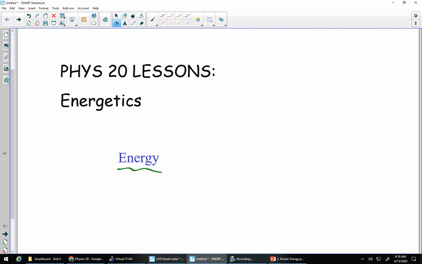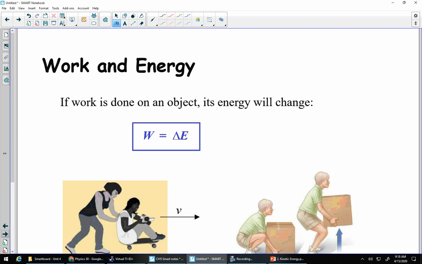We're talking about energy. In particular, we're talking about kinetic energy as our focus for today. And you might be thinking to yourself, I already know everything there is to know about kinetic energy. We looked at that in Science 10. Probably not the case. We're going to explore it a little bit more here in Physics 20.